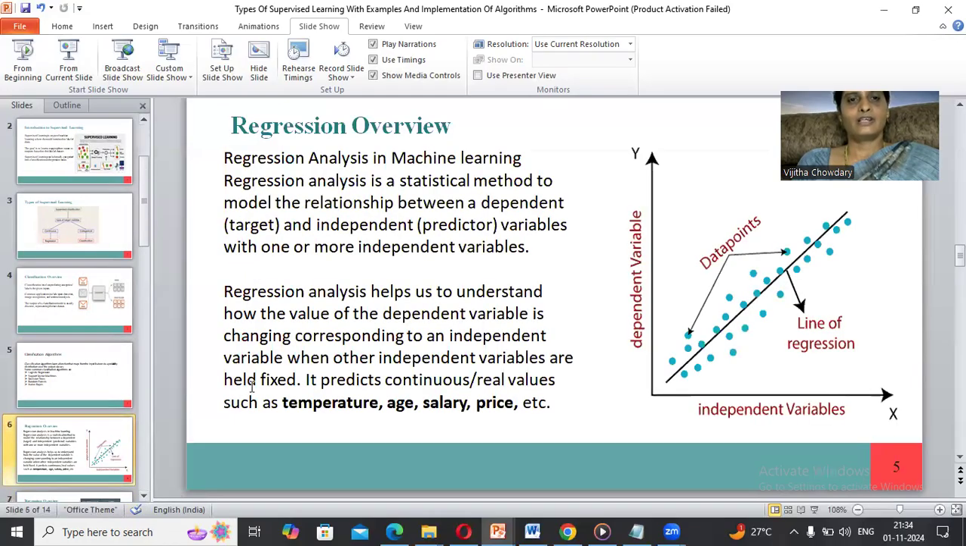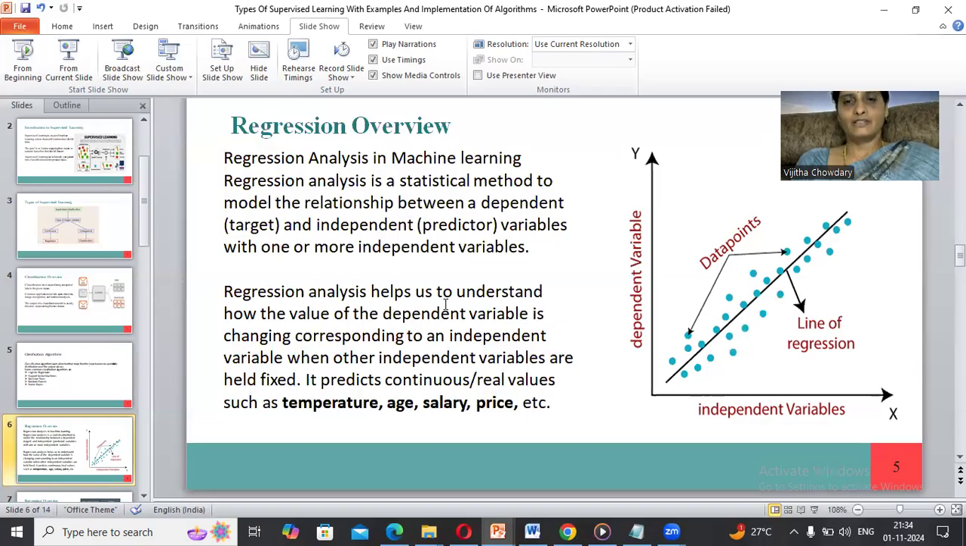Next one is the regression overview. Regression means continuously changing values. Examples are weather forecasting, temperature, house price sales, and human height and weight. These are not permanent data; they are continuously changing values. That is the regression concept. The relationship between the dependent variable and one or more independent variables can be predicted using regression learning.